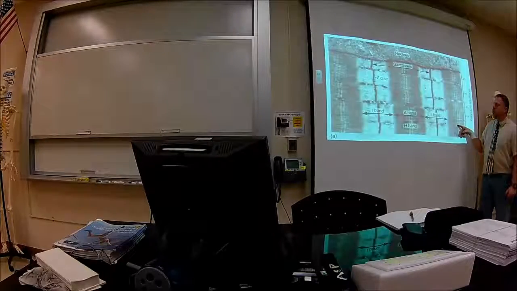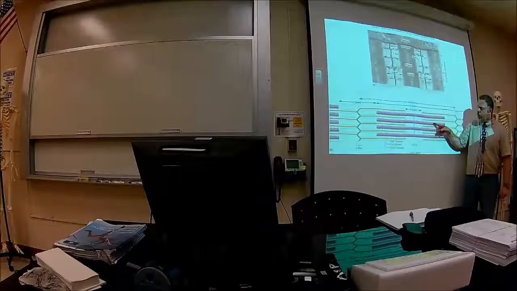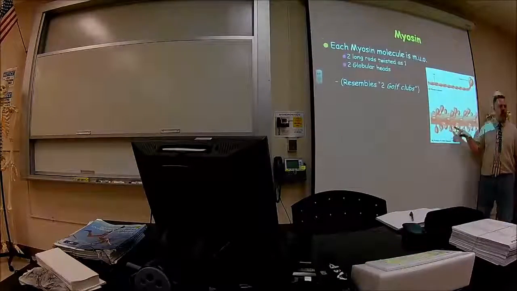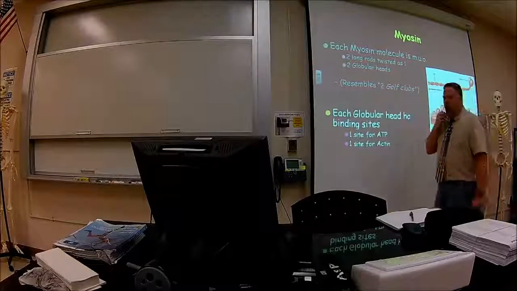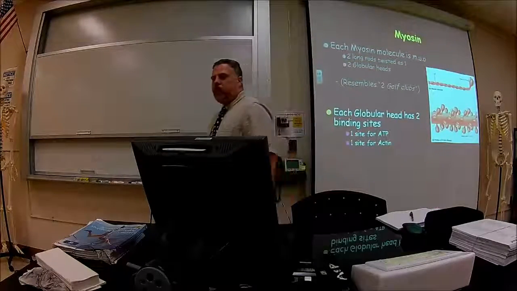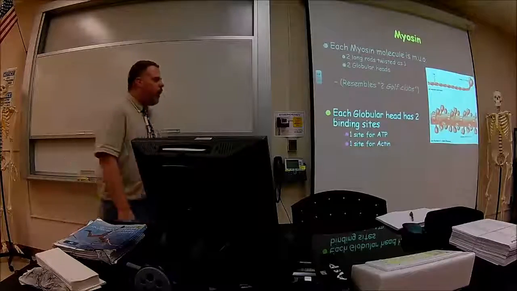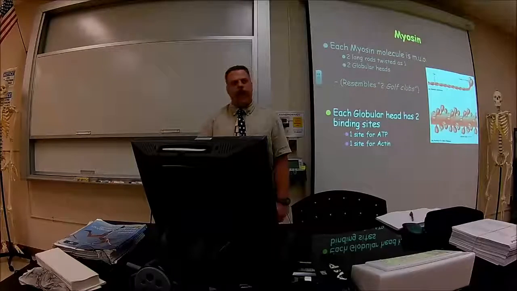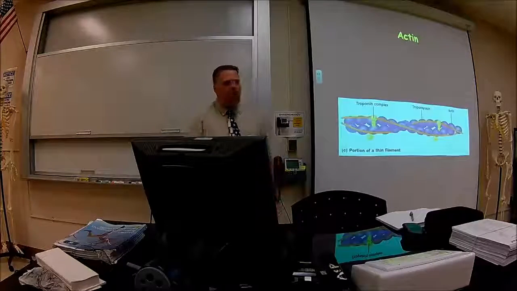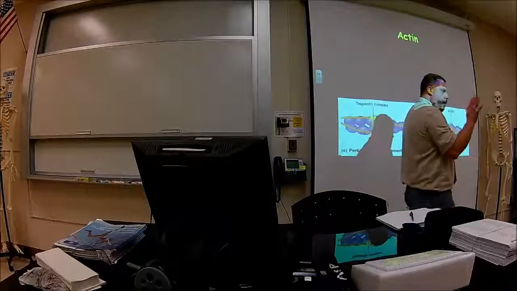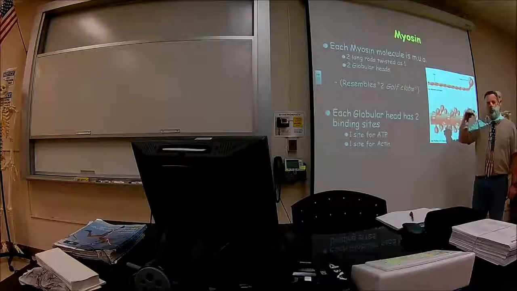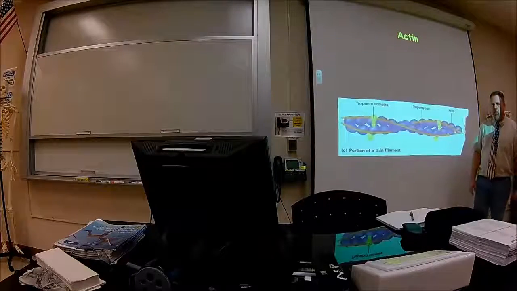If I go back to this one here, see all those little bumps on this blue over here? That's all the myosin heads. We're just getting a really close-up of it. Now, each globular head has two binding sites, one for ATP and one for actin. Okay? Now, we've got to put it together. You understand the anatomy of a myosin over here? We've got to show you how it's going to bridge with actin. So let's talk about the anatomy of actin first.